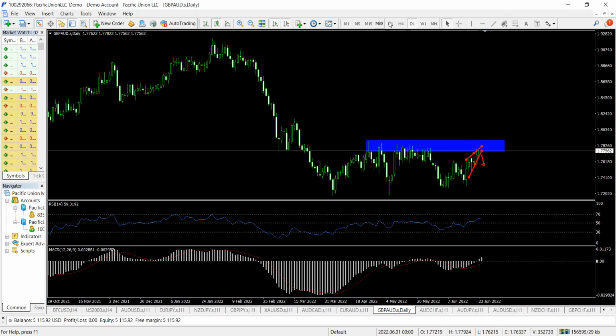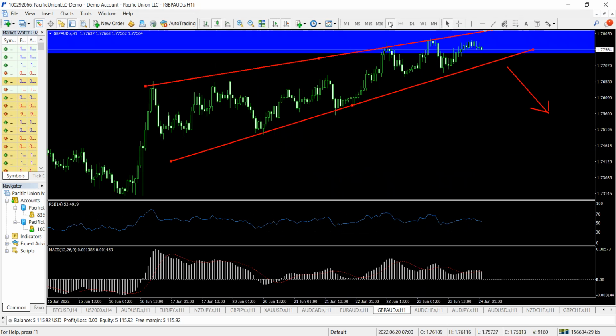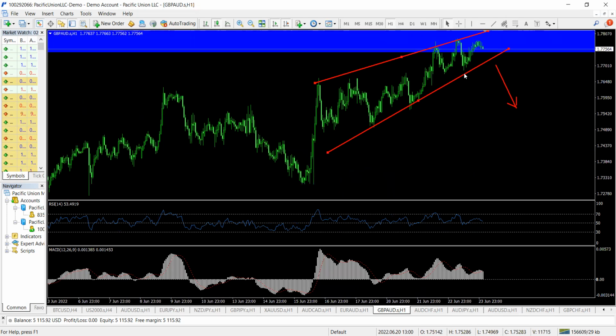But then if we zoom down to 1 hour, like I said, we're already seeing a rising wedge, which is a strong bearish pattern. And also we can see a head and shoulder pattern confirming the possibility of a bearish movement in price. So we remain bearish biased on GBP AUD.